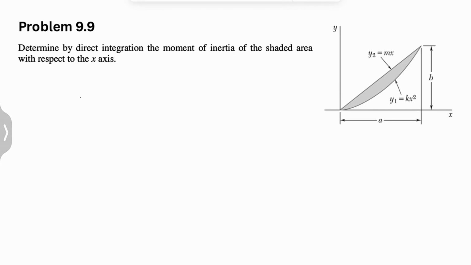Alright guys, welcome back. We have another question from the ninth chapter of Vector Mechanics for Engineers by Beer and Johnston, and we need to determine by direct integration the moment of inertia of the shaded area with respect to the x-axis.